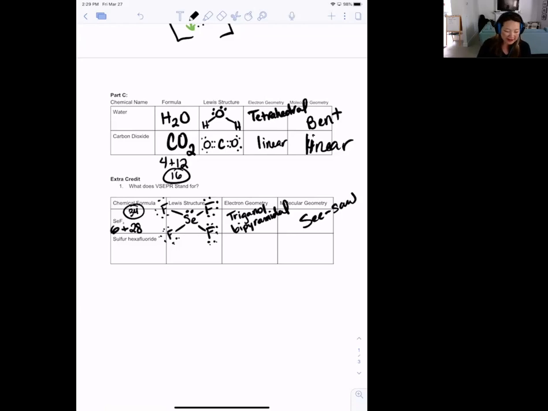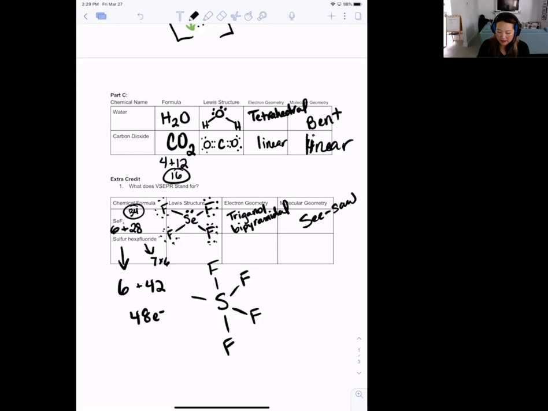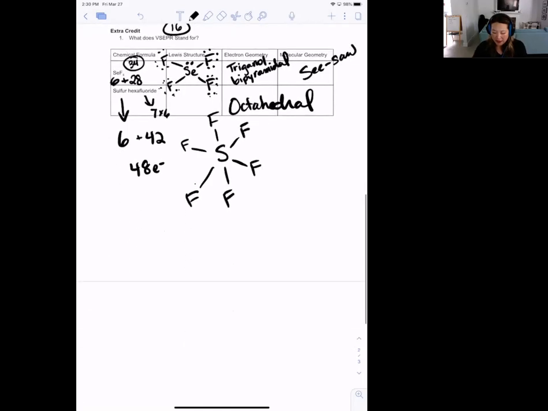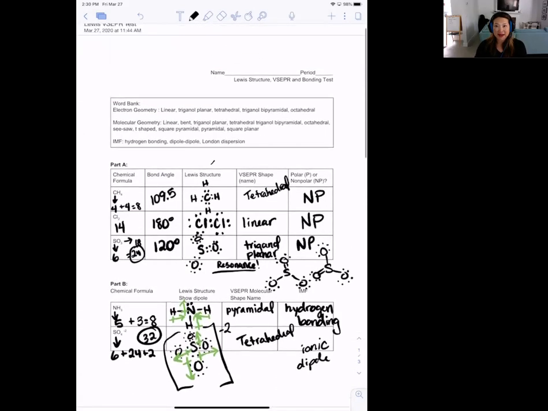Okay, sulfur hexafluoride. Sulfur has 6; hexafluoride means I have 6 fluorines. Each fluorine has 7, and I'm going to multiply that by 6, so that's 42. So we have a total of 48 electrons. I need more space here. The Lewis structure is going to look like this. This one's going to be called octahedral. In fact, it's octahedral for the molecular geometry as well, because there is no lone pair. Okay, so that's it. I hope that was helpful.